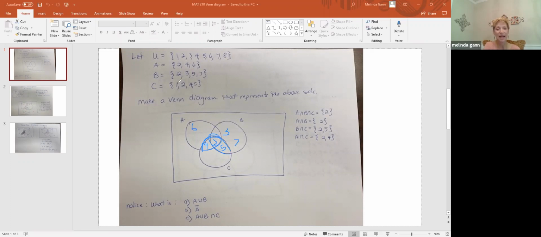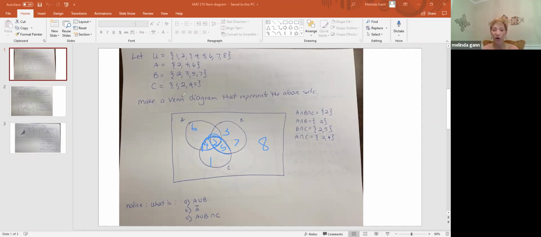Well, inside of C, I need a 1, 2, 4, and 5. So I look. Inside of my C, I have the 2, the 4, and the 5, but I'm missing the 1. And then inside of the universal set, inside of that rectangle, I need all of these numbers. Well, I've got a 1 and a 2 and a 3 and a 4 and a 5 and a 6 and a 7. What am I missing? I'm missing the 8. Well, see, that 8 has to be inside the rectangle, but it can't be inside the circle. So I could put it anywhere outside the circles, but inside the rectangle. 8. So that is a Venn diagram representation of these sets.